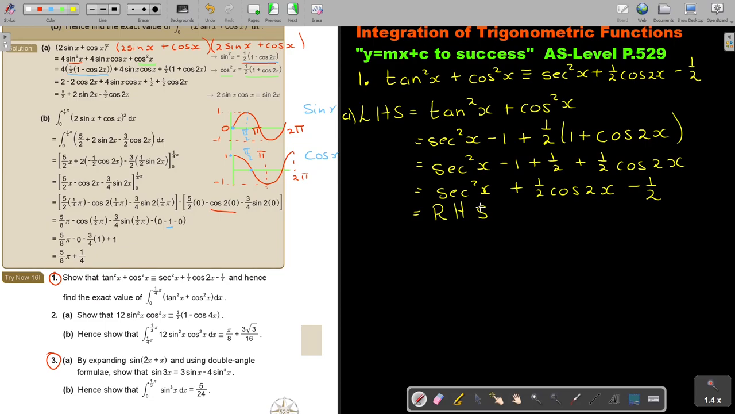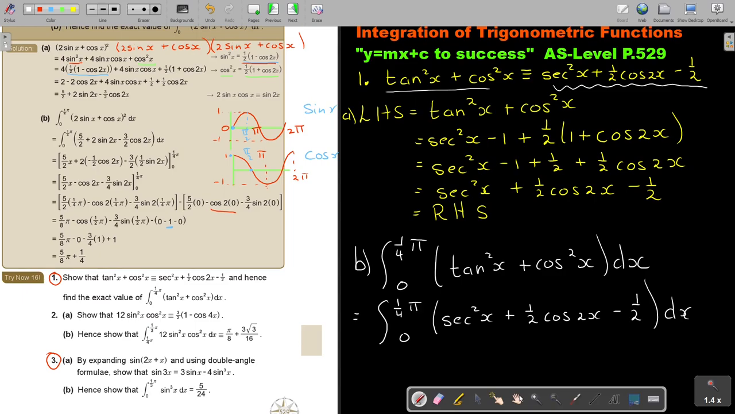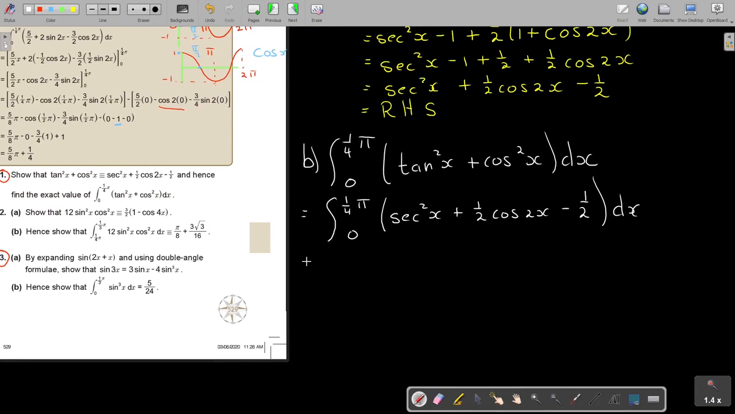Now they say the value. It could have been broken up into an A and a B, but in this case, it's not. So now I go for B. That is the integral from 0 to π/4 of tan²x + cos²x dx. Now remember, it's equal to this, so I can write the integral from 0 to π/4 of sec²x + 1/2 cos 2x − 1/2 dx. Remember I did not integrate it yet. Now I can start with my integration.